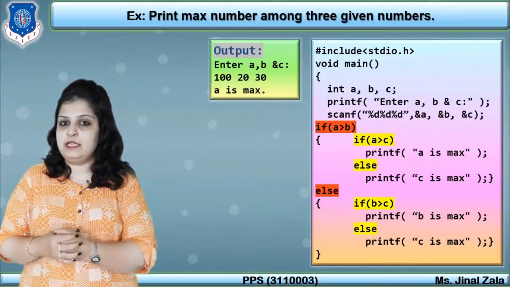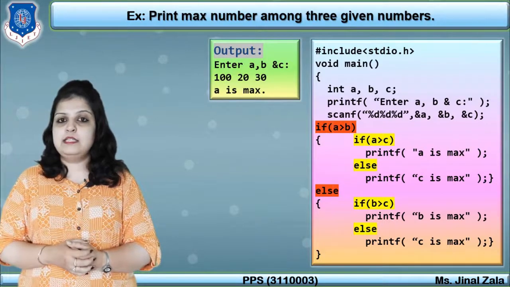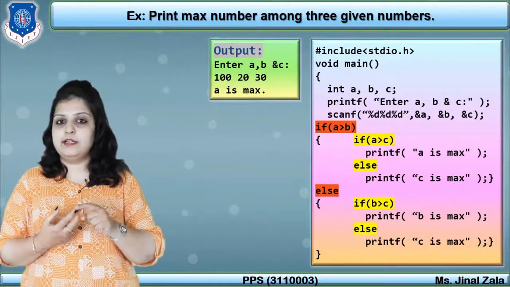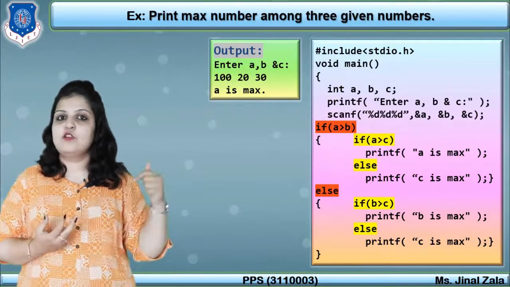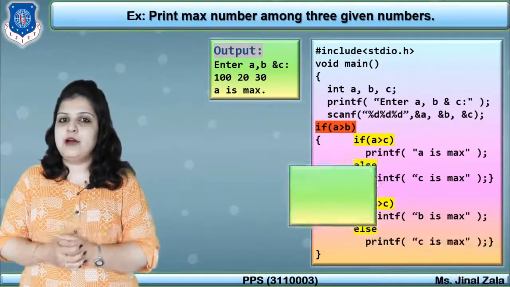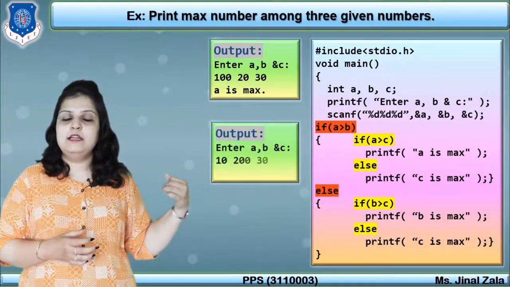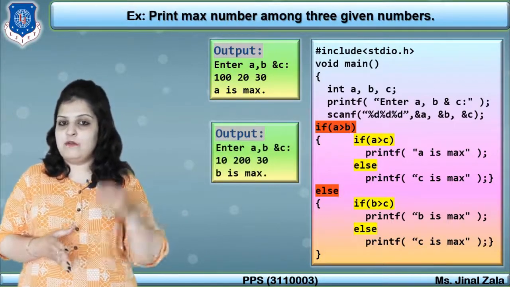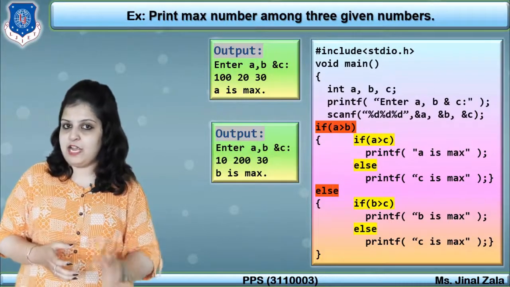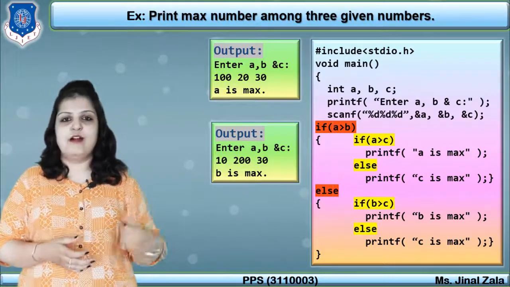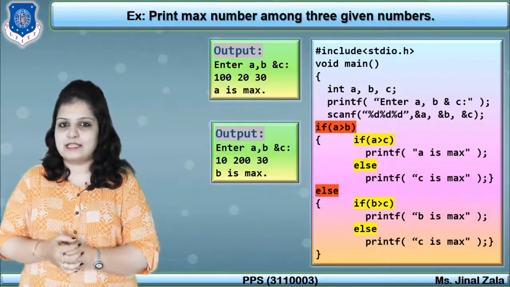In this case 100 greater than 20, yes. Then check 100 greater than 30, yes. So our output is like A is max. If you enter the value of A, B, C like 10, 200 and 30, in this case B is max, so our first condition becomes false, and we check the third condition. So 200 greater than 30, yes, so our output is like B is max.